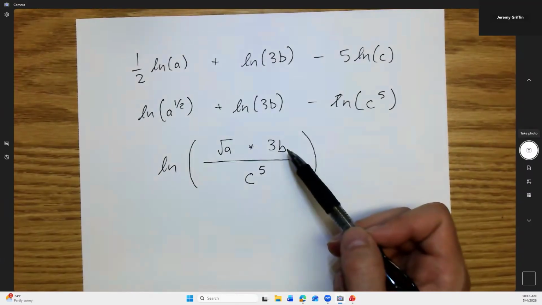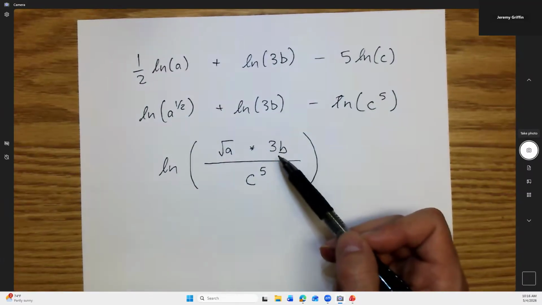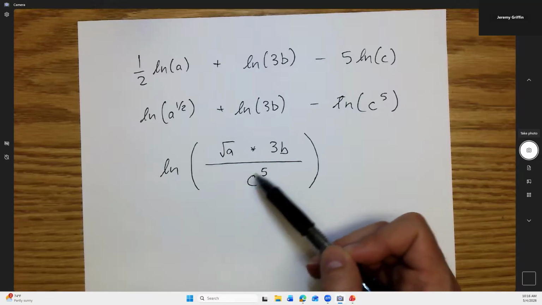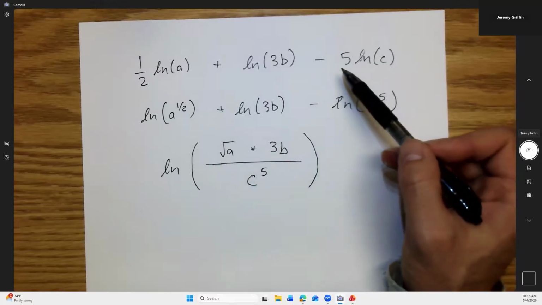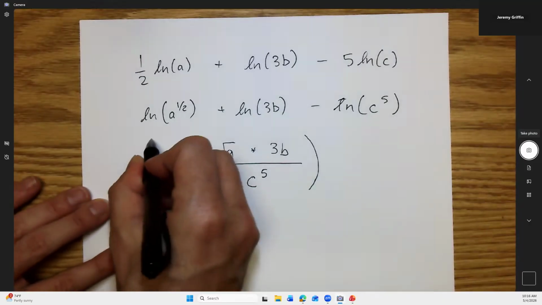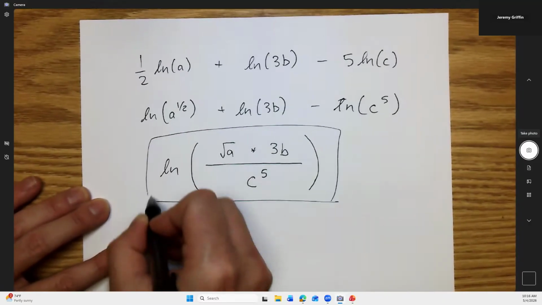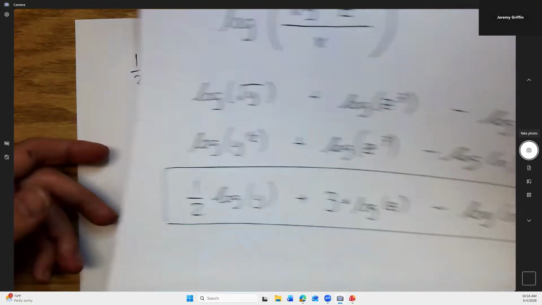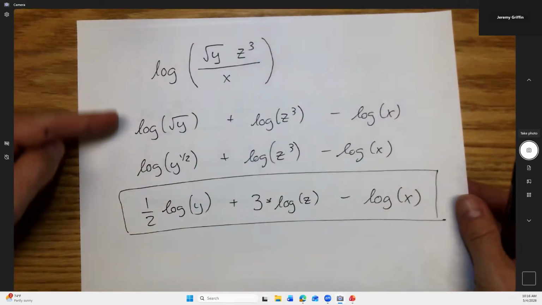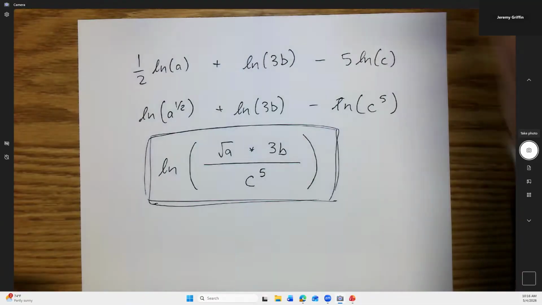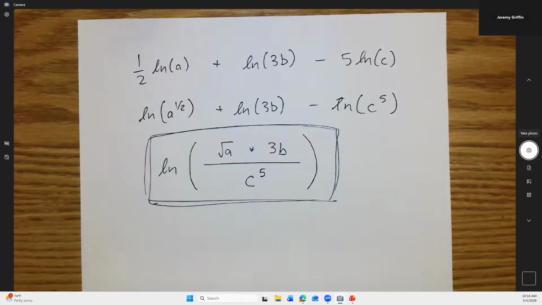So really, this is already pretty consolidated. It just carries down as a 3b. And then minus natural log of something, I know that's eventually going to show up as a divided by. And 5 natural log of c, I can take this 5, put it in the power, so bring that down here. Same thing. Okay, so if you look at the last question, this consolidated form expanded, or this question, expanded form consolidated, guys see those are just backwards of each other? Everybody got that in their notes?